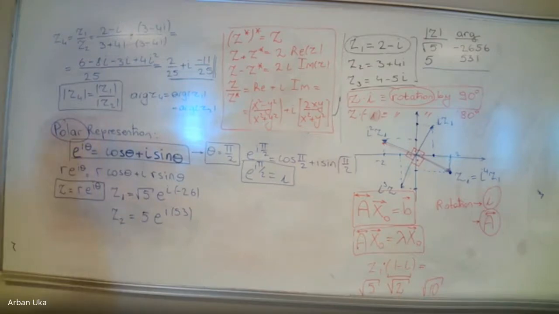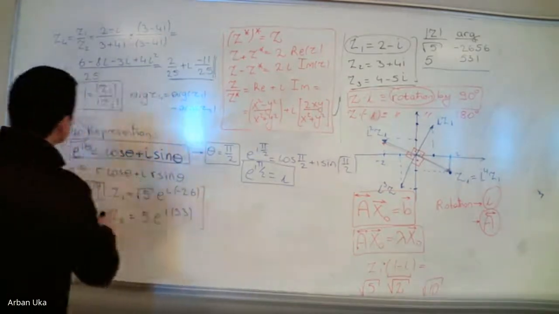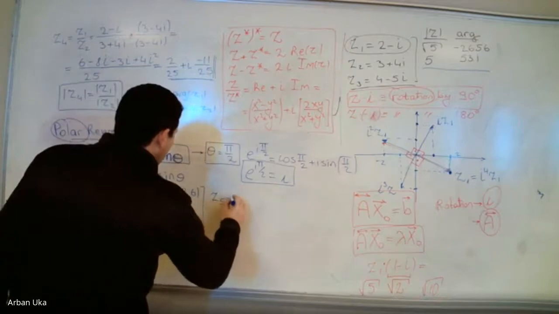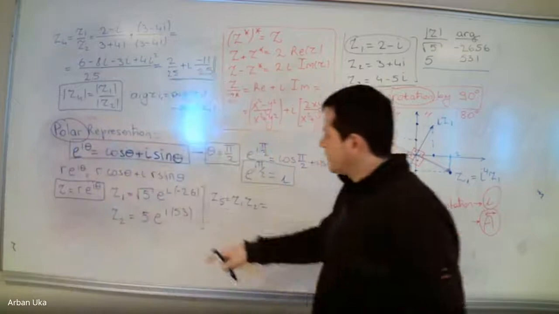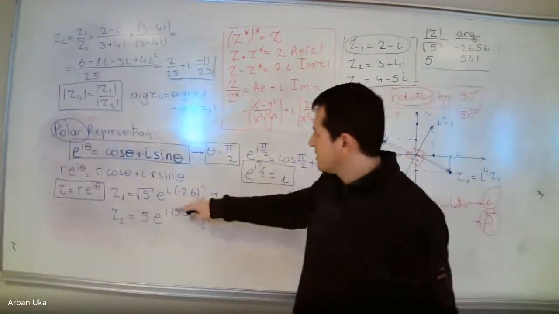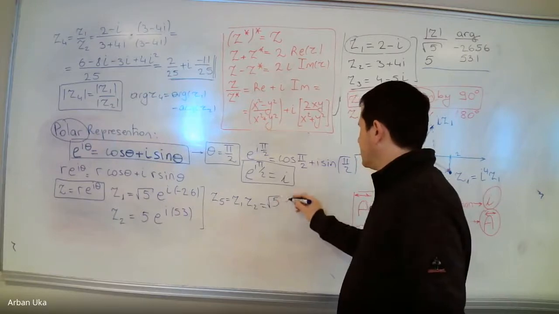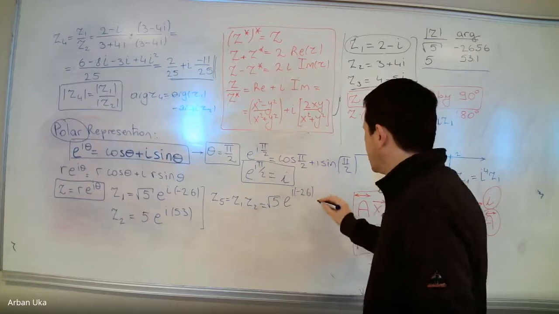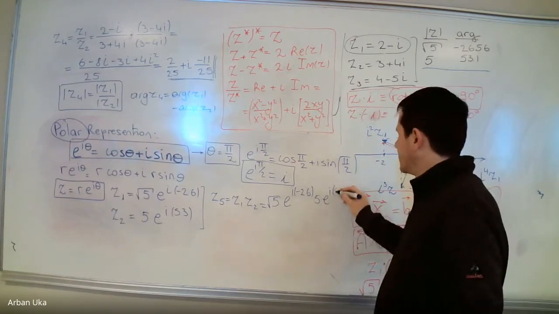Now, given these two values, we can simply find another Z, which is the product. So let's assume Z5 is equal to Z1 times Z2. And then we just need to multiply these numbers, right? This is easy: square root of 5 times e to the power I minus 26 times 5 times e to the power I 53.